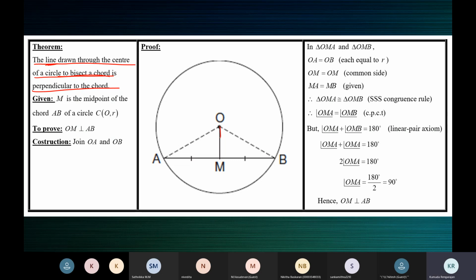So here OM is a line from the center to the chord and it bisects the chord. That is AM is equal to MB. Then that means OM should be perpendicular to AB.